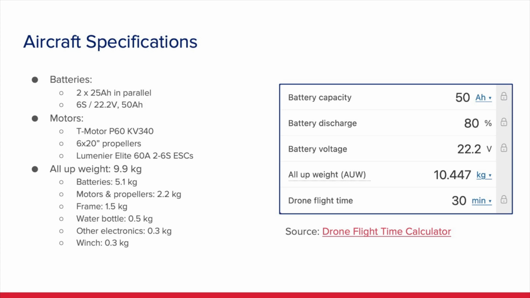On the right, you can see that we used the drone flight time calculator online to figure out the specs of the drone. With the 50 amp-hour rating and 6S, and the drone flight time being 30 minutes as per the competition, with those parameters being set, we figured out that our all-up weight of the drone had to be around 10.5 kilograms.